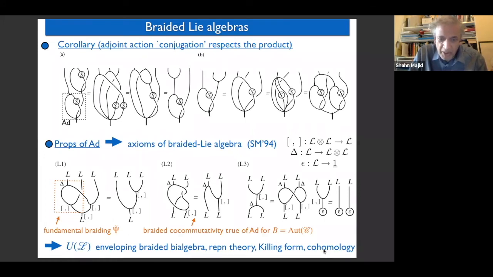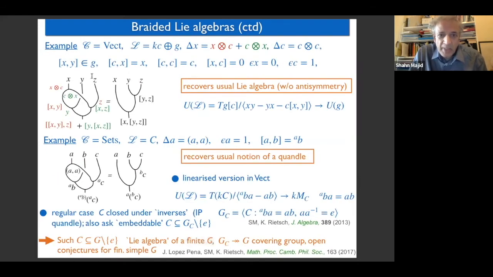Now, of course, the burning question which you all have on your mind is, this looks nothing like a Lie algebra. So in what way is that a Lie algebra? So that's the first question I just want to answer for you. So that's an example in the upper part of this slide. So G is a category of vector spaces. So the braiding is just a trivial flip.